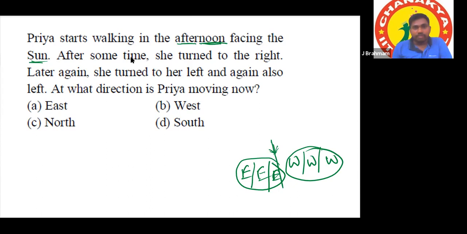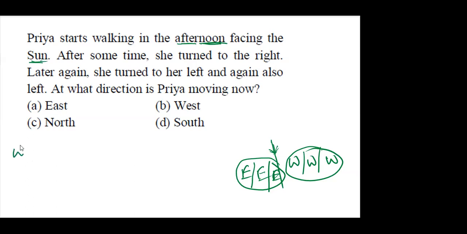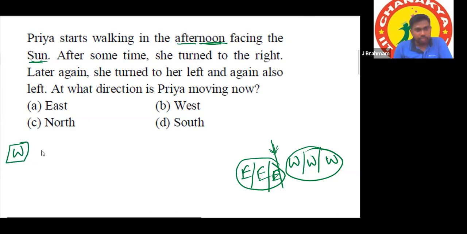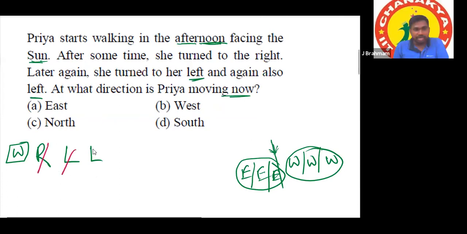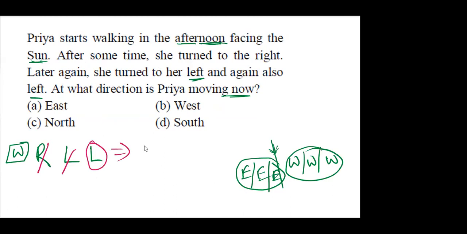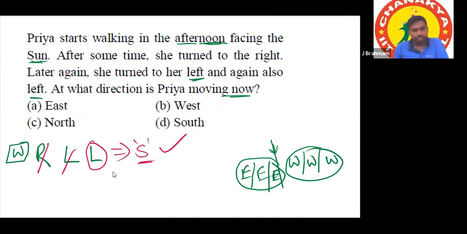Facing the sun, she is walking, means initially she is walking towards which direction? West. That is the initial direction. After some time she took a right turn, one right. Later she turned left, and also another left. In what direction is Priya moving now? South. By cancelling one right and one left, we can consider this as one left. So one left from west will be south. That's the answer.